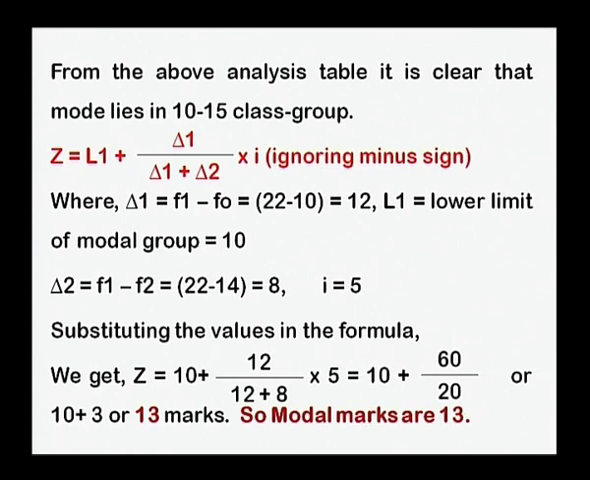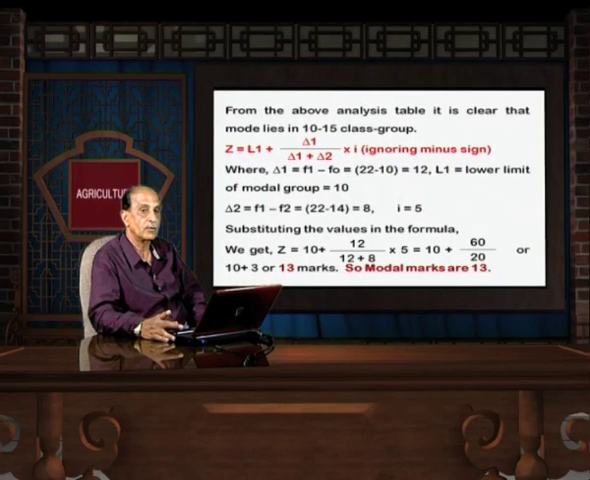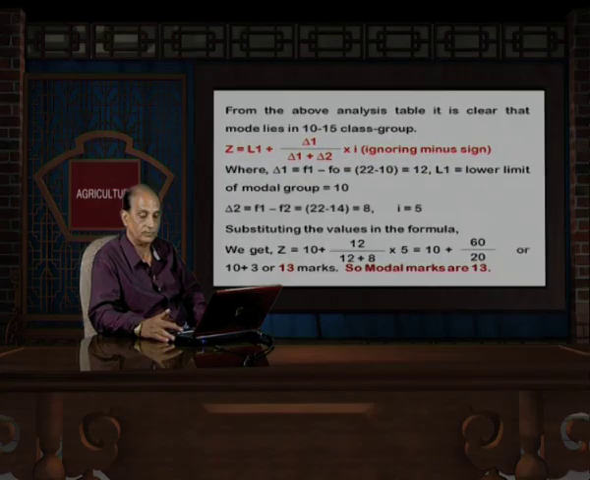Now, if we substitute the values in this formula, we get Z is equal to 10 plus 12 divided by 12 plus 8, multiplied by 5. In this way, we get 10 plus 60 divided by 20, or 10 plus 3, or 13 marks. So, we can say in this problem modal marks obtained by the students are 13.